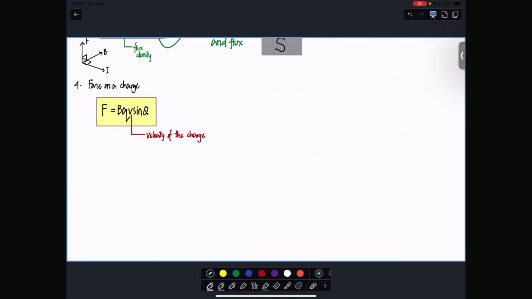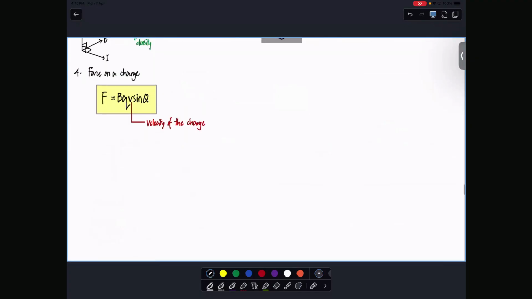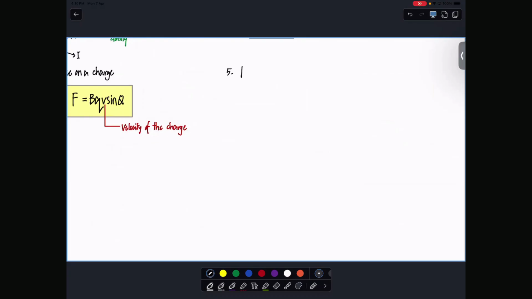So in the syllabus, what we have next. Sin theta is done, this is done. So related to this, number 5 is the radius of a charge in a magnetic field.